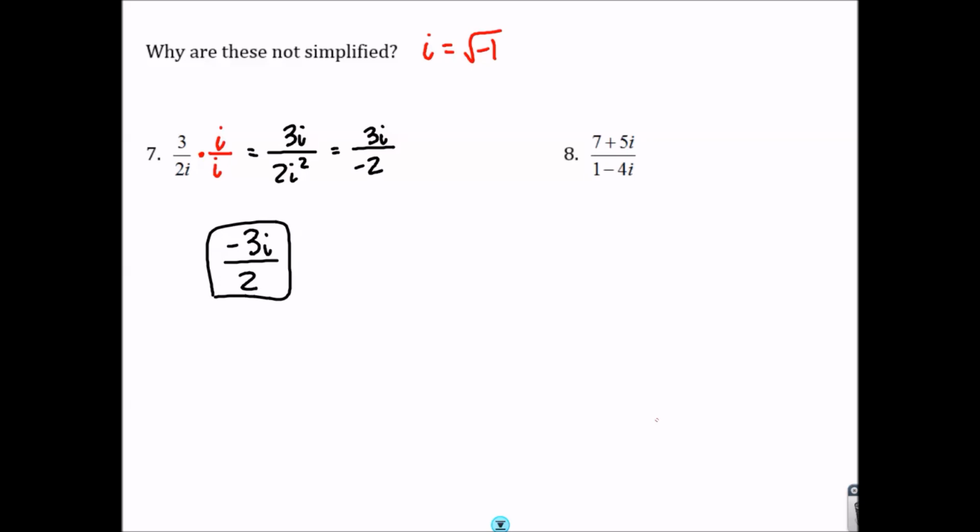For this next example, we have a binomial in the denominator. We have 1 minus 4i. The conjugate is 1 plus 4i. So we need to multiply by 1 plus 4i on both the numerator and denominator. And in this situation, we need to double distribute in both the numerator and denominator. So for the numerator, we have 7 times 1 plus 7 times 4i plus 5i times 1 plus 5i times 4i.